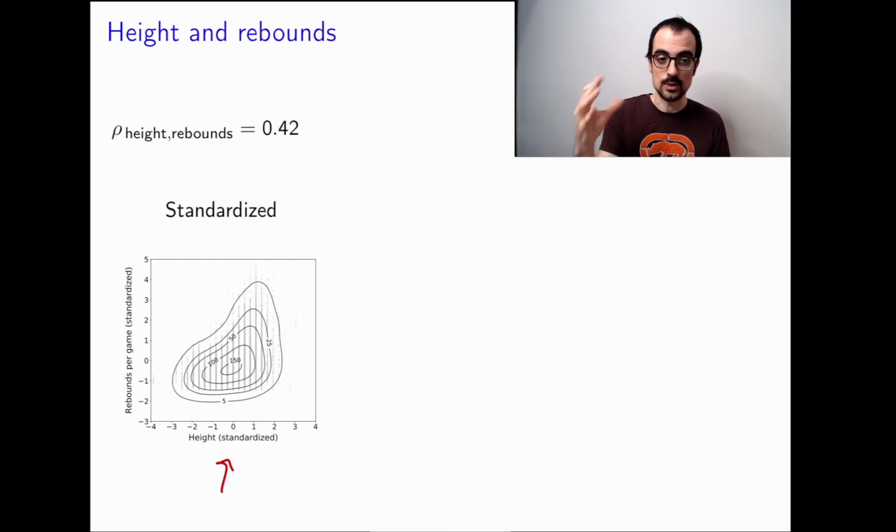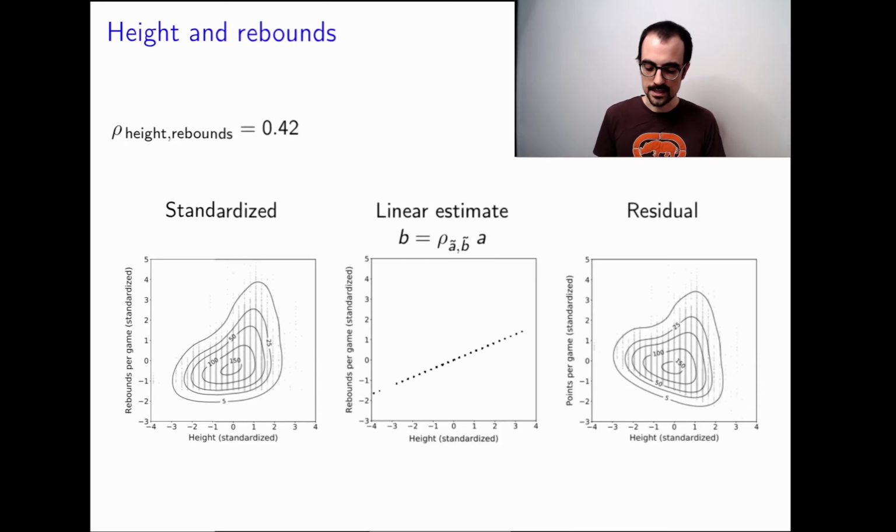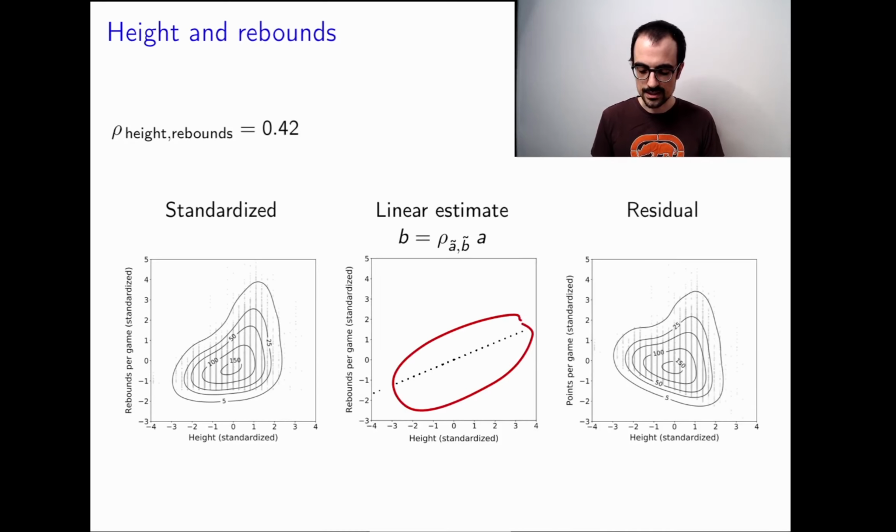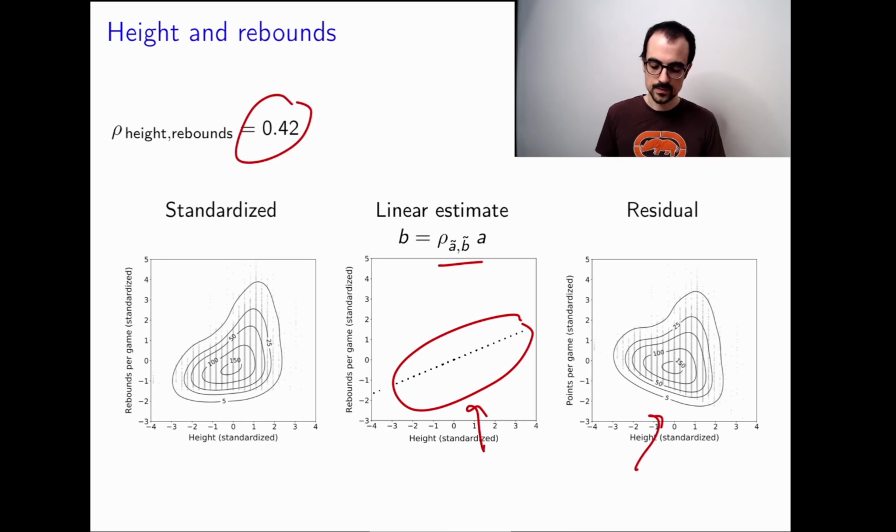This is what happens after we standardize the scatter plot, subtracting the means and dividing by the standard deviations that we compute from the data. This is the linear estimate. So the slope of this linear estimate is the correlation coefficient, which is equal to 0.42, and this is the residual. Okay. So again, this indicates that there is a linear dependence between the two quantities.